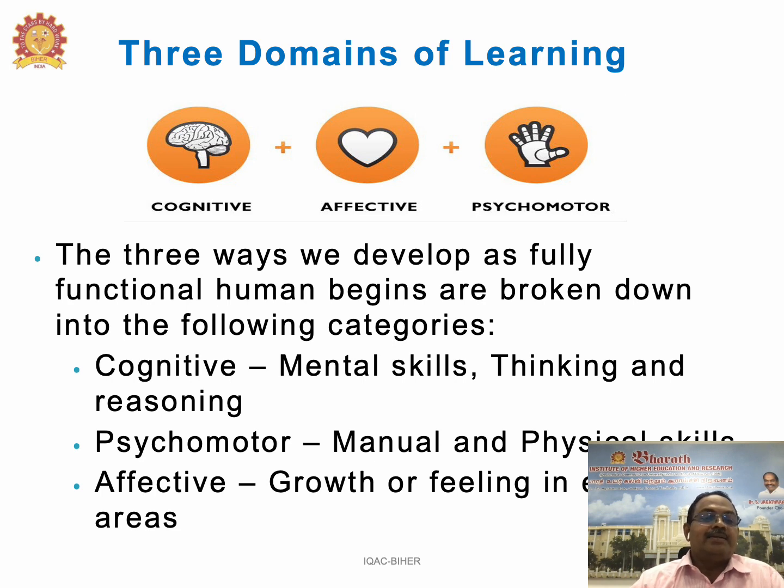If anything is learned with the help of mental skills, thinking, reading, and reasoning, then such learning is called the cognitive domain. If anything is learned with the help of manual practice, physical skills, or other activities, then that type of learning is called the psychomotor domain. And if anybody is learning depending on emotions, the feelings of others or their own feelings, then that type of learning is called the affective domain.